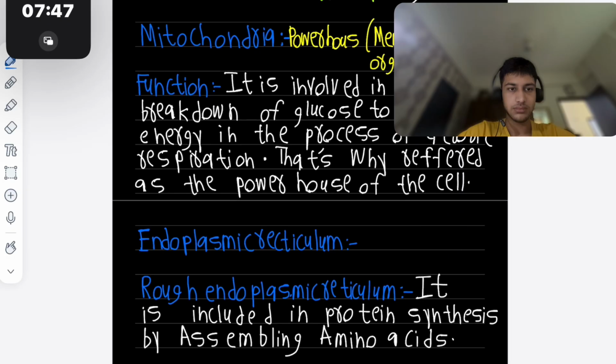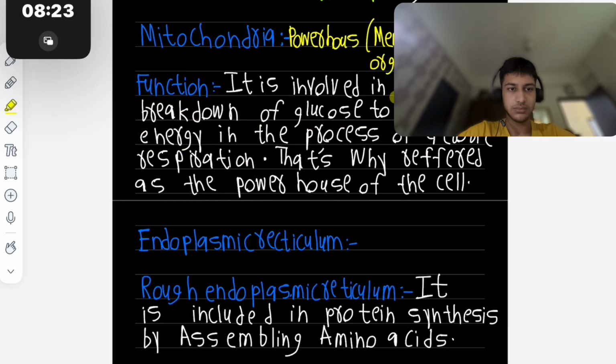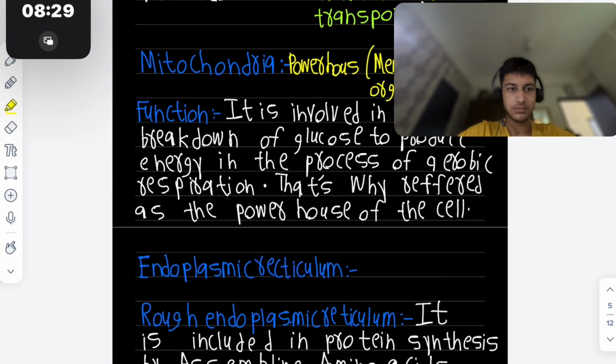Alright. So its function. It is involved in the aerobic breakdown of glucose to produce energy in the process of aerobic respiration. That's why it is referred to as the powerhouse of the cell. This is the definition that I have written. So the glucose is broken down to produce energy. The process in which your body makes energy is called aerobic respiration. We are done with mitochondria.